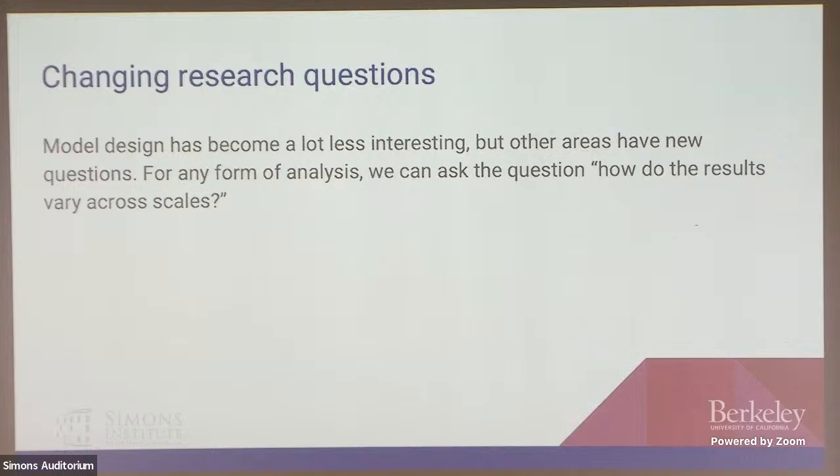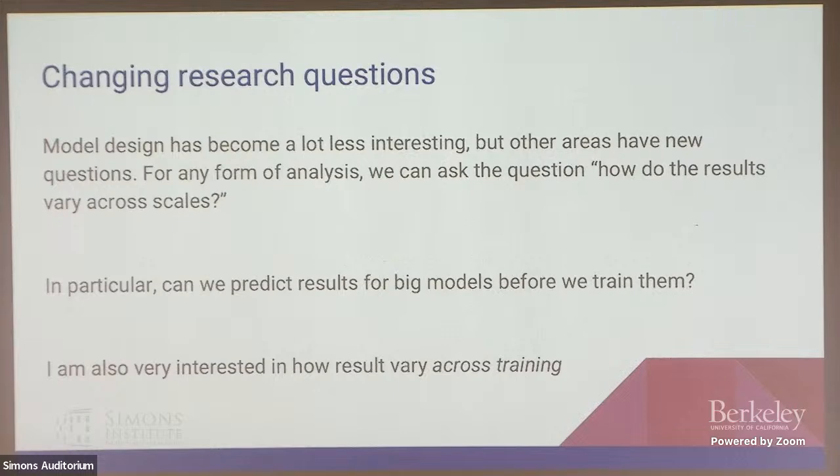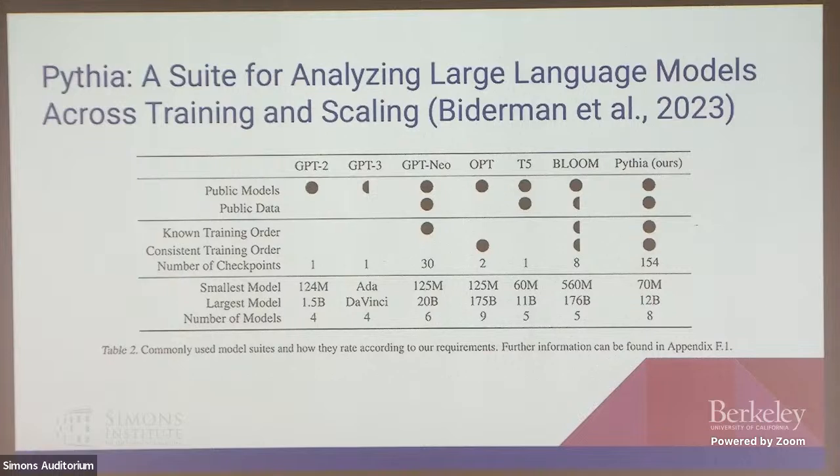So one kind of question that I'm very interested in is, for any particular analysis, how do the results we find vary across scales? And in particular, I'm very interested in predicting the behavior of big models from the behavior of small models, and how you can predict the behavior of a fully trained model based on a partially trained model. So in 2023, my team built a model suite called Pythia to study these questions because the existing public model suites were not really sufficient.